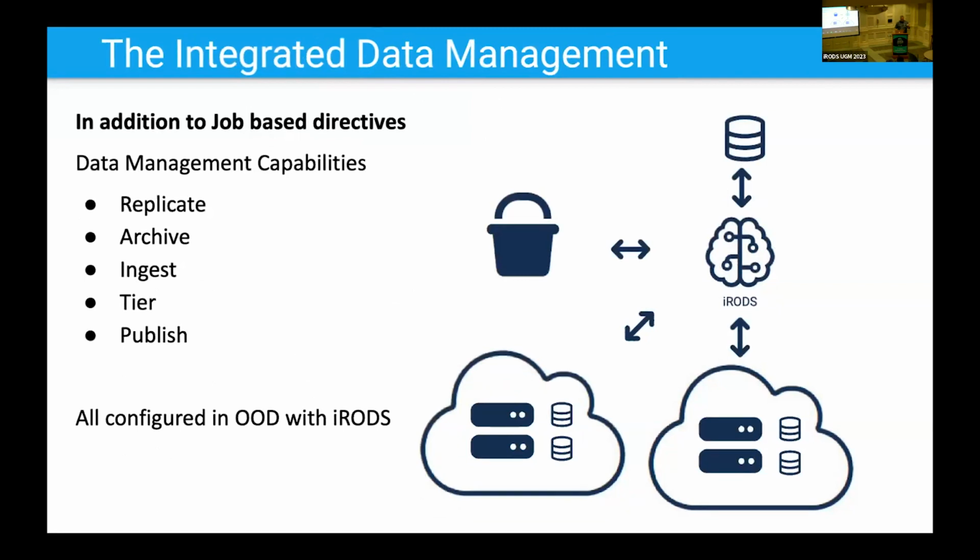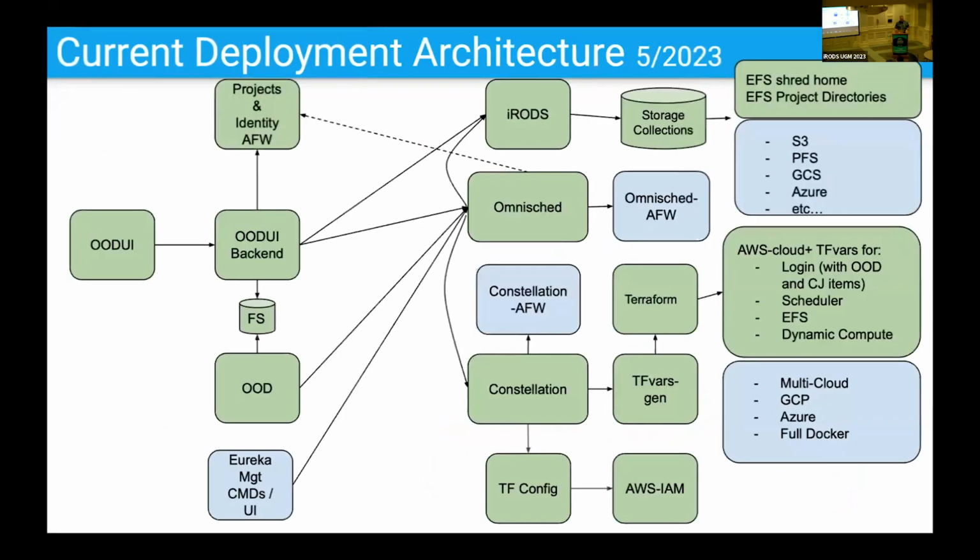And in addition to job-based directives, we really want the data management capability so people can set up storage endpoints that automatically take care of, I want to replicate this here to here. I want to have an ingest landing point here. And we want to make that easy. And there's a lot of work to make that easy. Tier, publish, those other things.